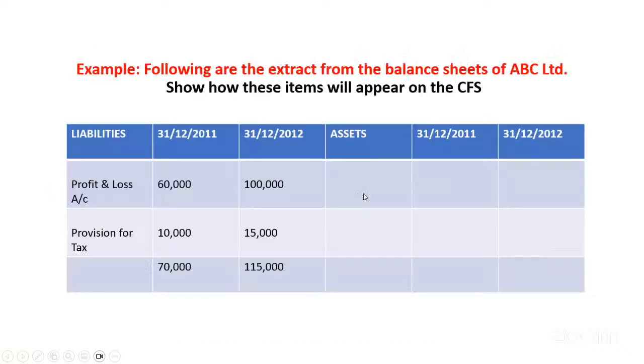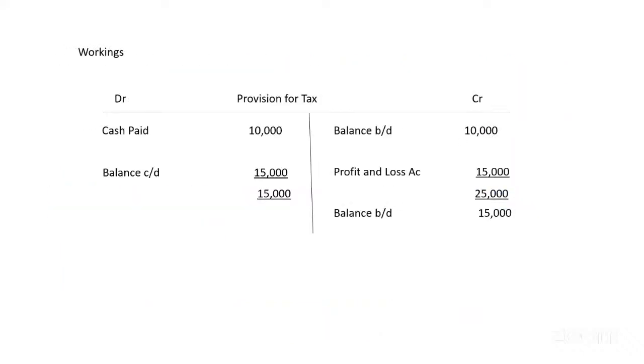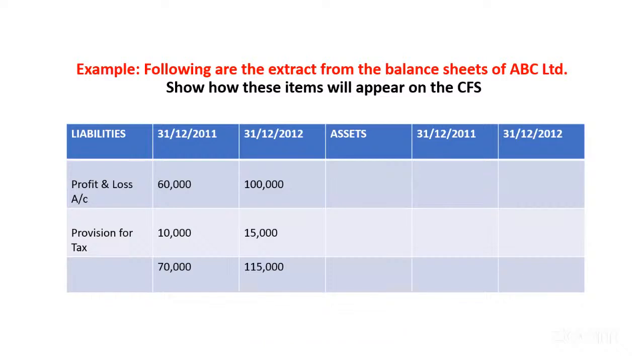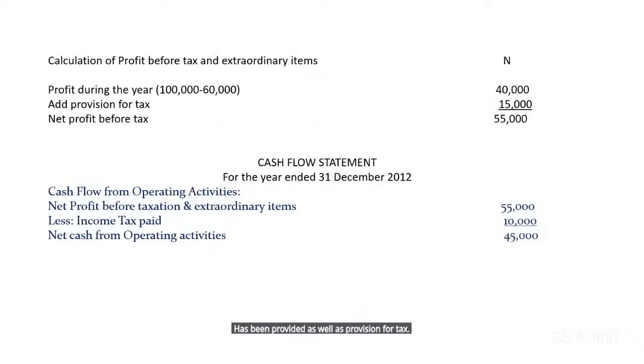Now, in the P&L account, how much is shown? Of course, it's shown as 15,000. That will be shown in the P&L account as 15,000. That's the amount that has been provided as provision for tax. That's what will be there.